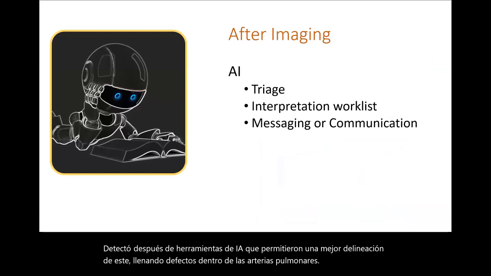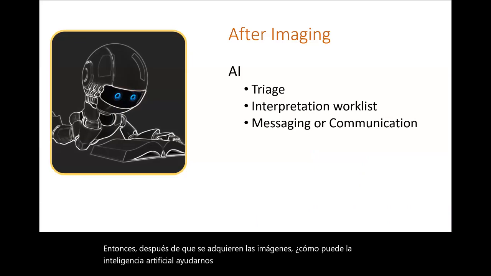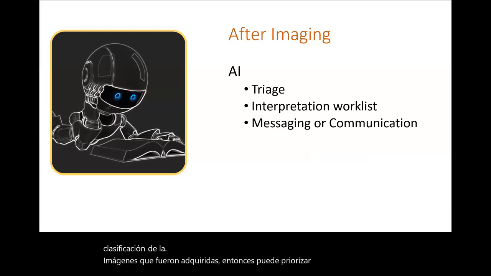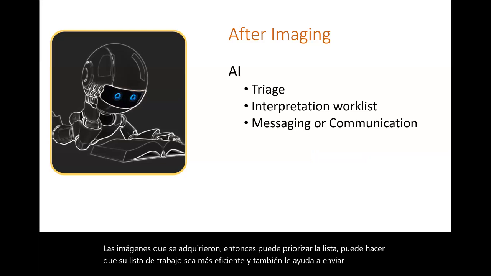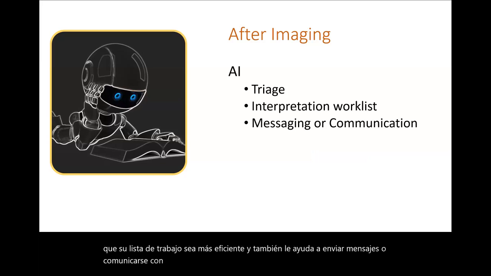So after images are acquired, how can artificial intelligence tools help us? The first thing would be they can help us in triaging the images that were acquired. Then it may prioritize the list. It may make your work list more efficient. And it also helps you to message or communicate with the referring physicians in a timely fashion.